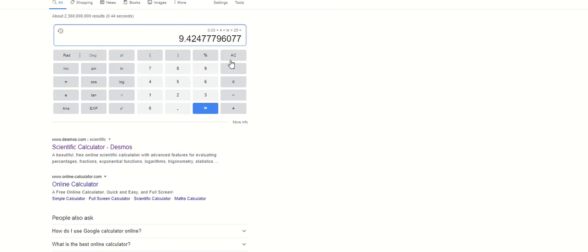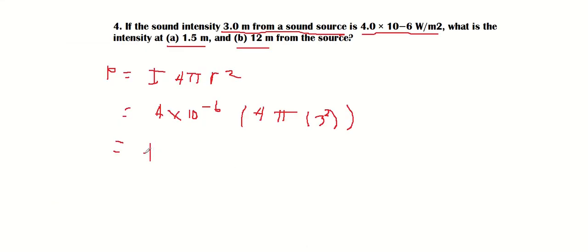So, 4 times 10 raised to negative 6. Yan siya. Times mo sa 4 pi. Tapos times 9. Kasi 3 squared is 9. So, nakuha nating value for power is 2 decimal place natin. 4.52 times 10 raised to negative 4 watts. Ayan. Ito yung power.